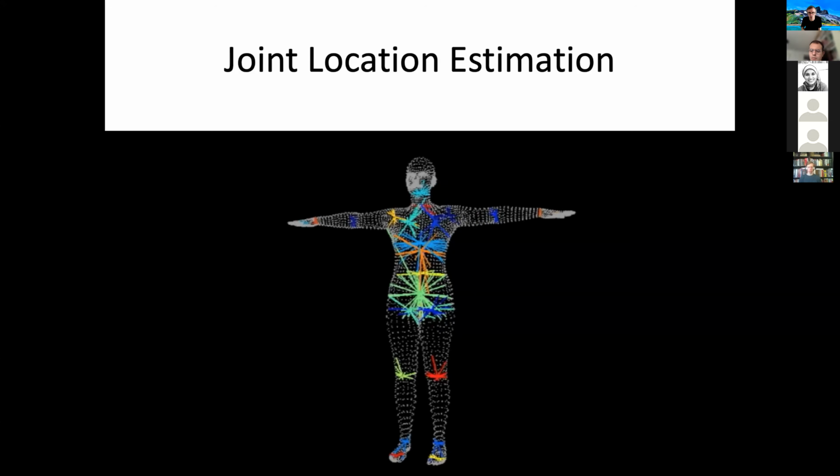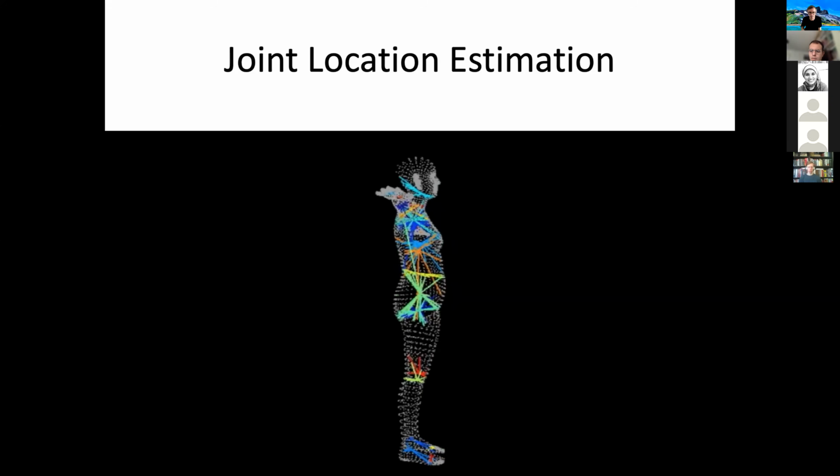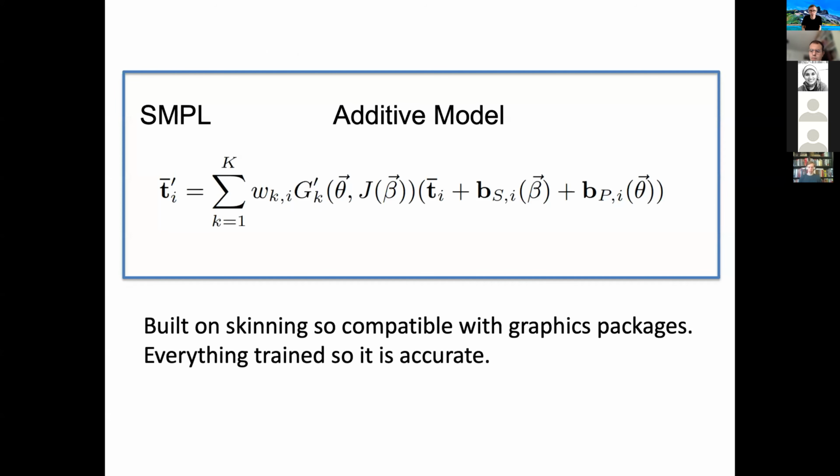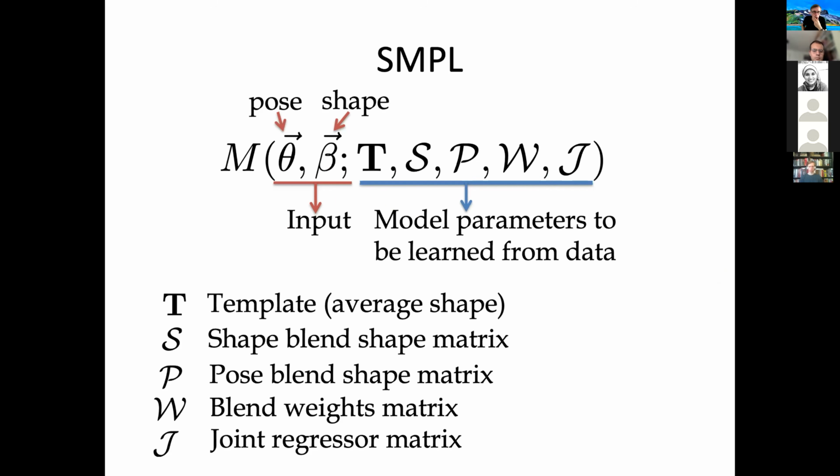You can look at the knees, you can kind of see a bunch of vertices being used to do that. Then the final model looks like this, expanded out for a single vertex, T_i. You add some displacement for the shape, you add some displacement for the pose, which is a function of the pose. You do linear blend skinning, and you get a vertex out. And because this is all built on linear blend skinning, it's compatible with graphics packages. And the nice thing here is everything's going to be trained from data, which makes it accurate.